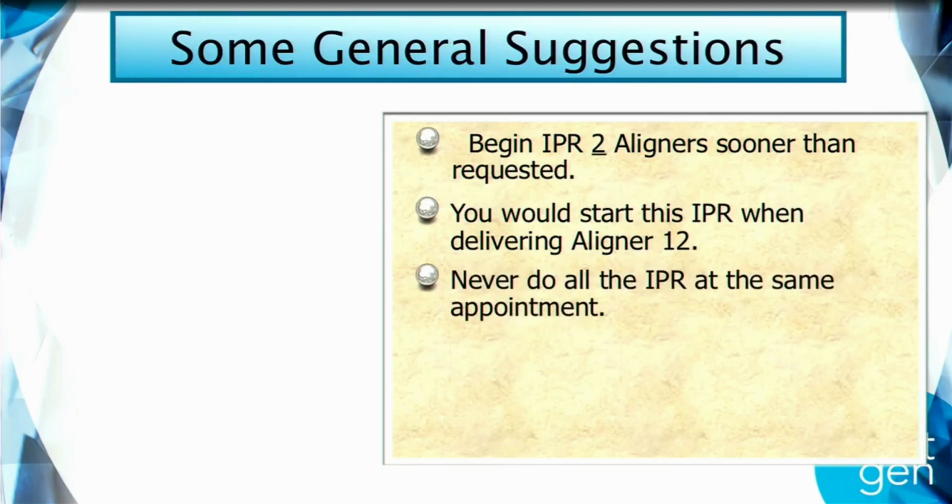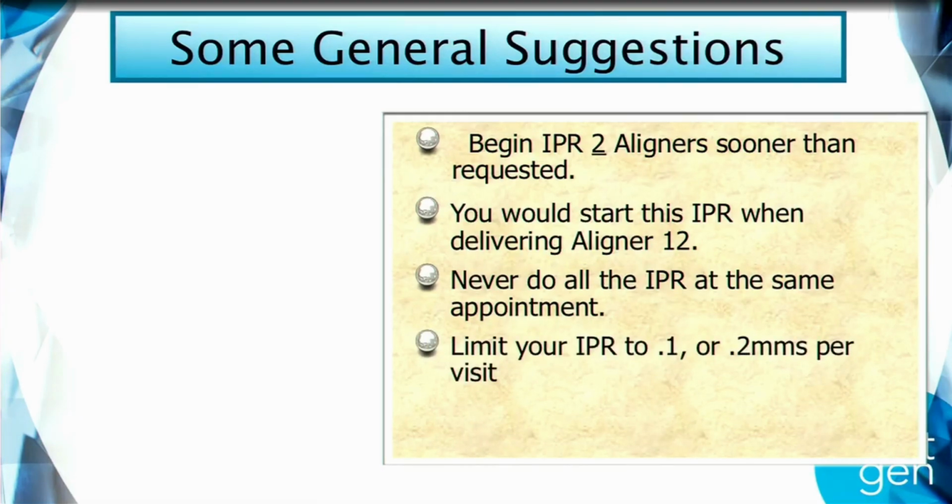I would never appoint to do all the IPR at the same appointment. I would just never do that. I would limit my IPR to 1 to 2 millimeters per visit, always doing it incrementally. That's the reason you track it, so you know how much you've done and how much you still have to do. Are you going to always do exactly how much they say? Absolutely not, because it's not an exact science. Sometimes you need a little bit less, sometimes you need a little bit more. Okay, so you get the idea.